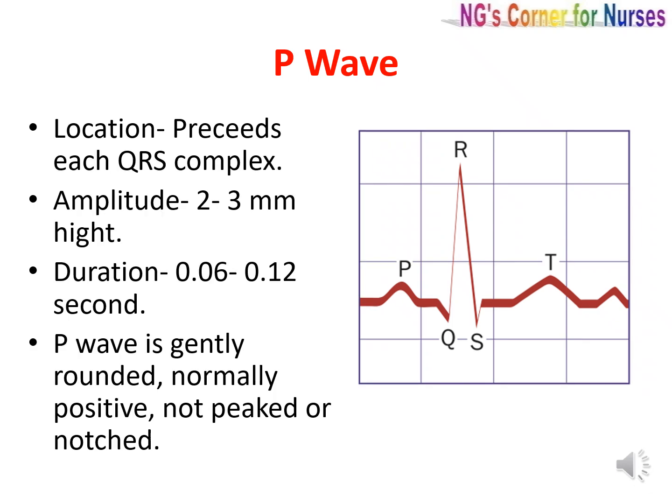Each P wave precedes each QRS complex. The amplitude is 2 to 3 millimeter height and duration is 0.06 to 0.12 seconds. P wave is gently rounded, normally positive and not peaked or notched. There may be some abnormalities in the P wave, like peaked, notched or enlarged P wave, indicating atrial hypertrophy, COPD, pulmonary emboli or heart failure.